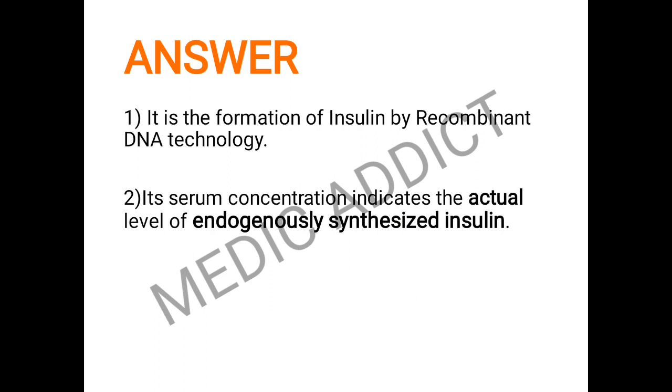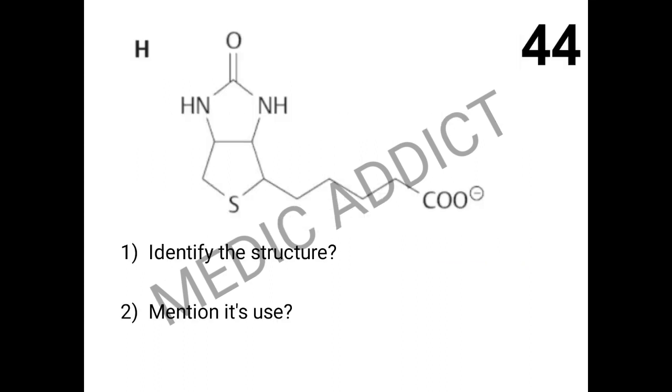Now what is the importance of C peptide? The importance of C peptide is that its serum concentration indicates the actual level of endogenously synthesized insulin. So we can exactly know what is the level of insulin in the body. Let's look into the next part.